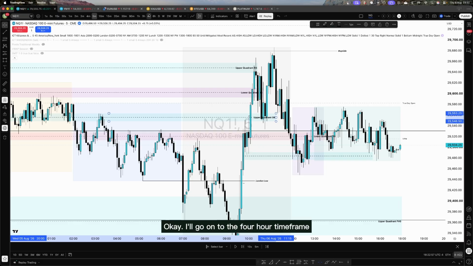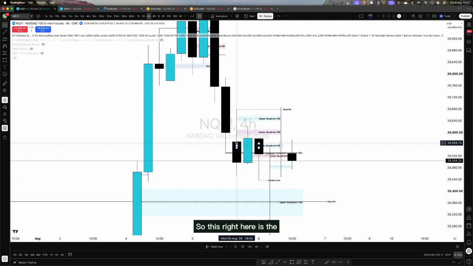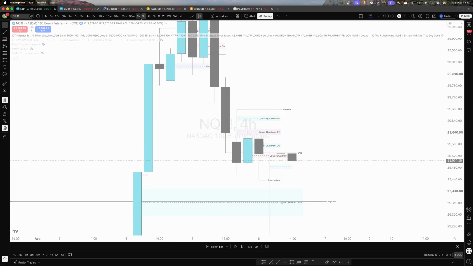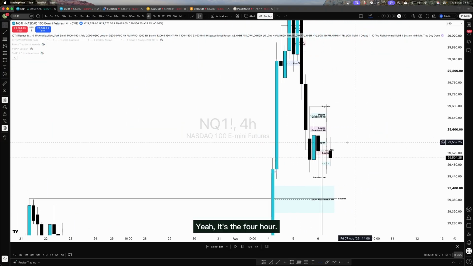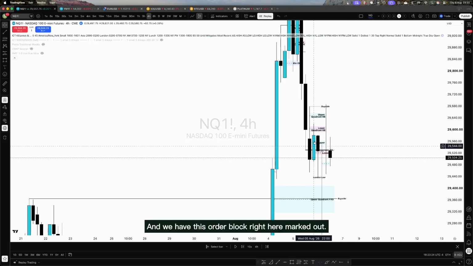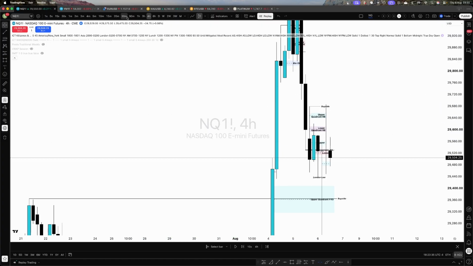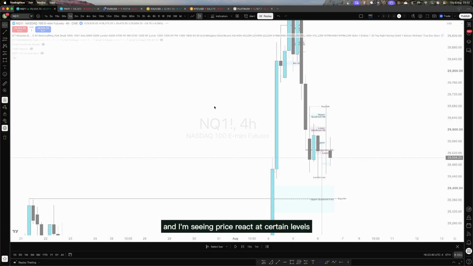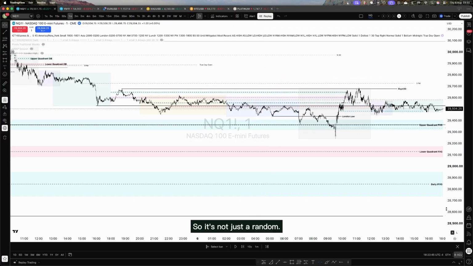I'll go on to the 4-hour time frame because these are where I've marked out these levels. So this right here is the rejection block I've marked out. And then on the hourly, I think it's the 4-hour still. Yeah, it's the 4-hour. And we have this order block right here marked out. So I've marked out the upper quadrants and the lower quadrants on the 4-hour order block and this rejection block. So I'm deriving my levels and I'm seeing price react at certain levels every step as we go. So it's not just random.